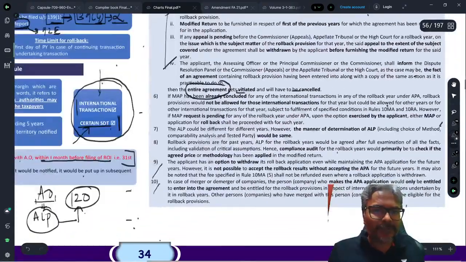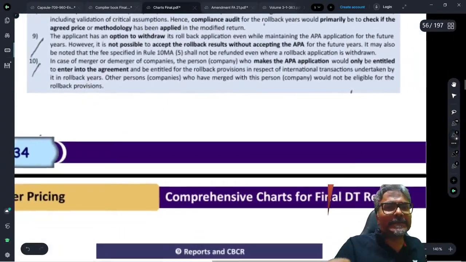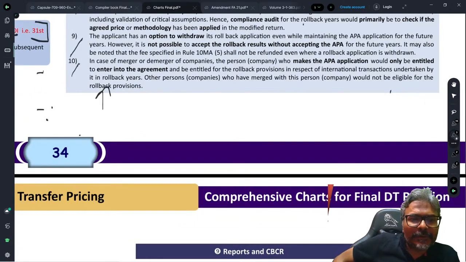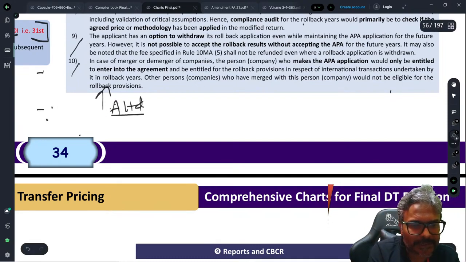Okay, and the last point, students, point number 10, very important. In case of merger or demerger of companies, the person or the company who makes the APA application would only be entitled to enter into the agreement and be entitled to the rollback provision in respect of the international transactions undertaken by it in the rollback years. What does it imply? They will give you this question in the examination. Be ready for this question, Saranya. Be ready for this question.